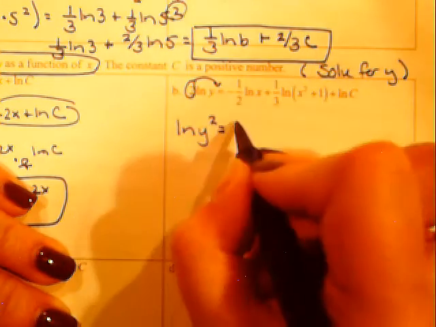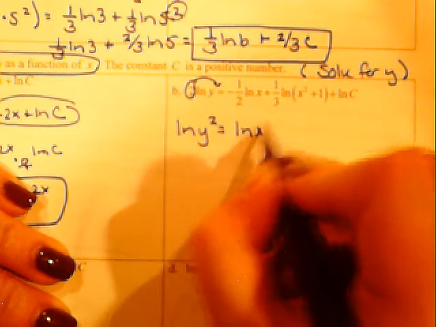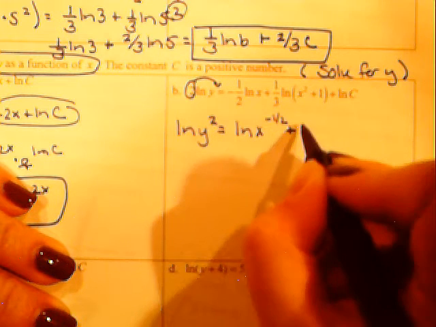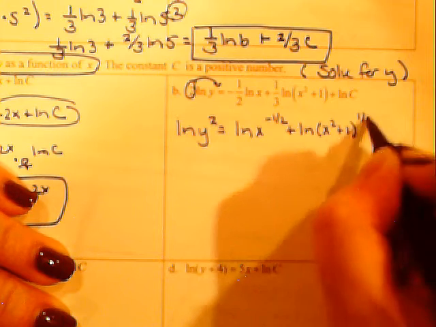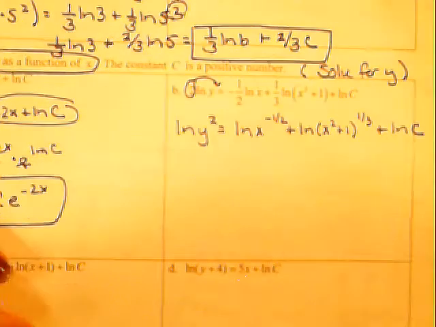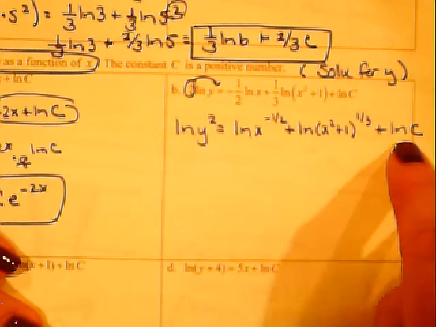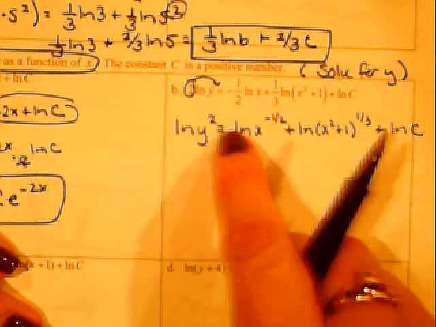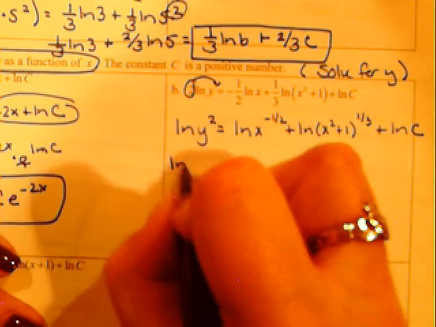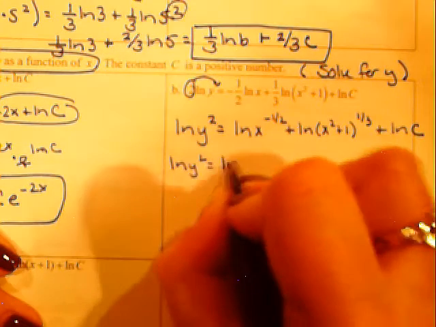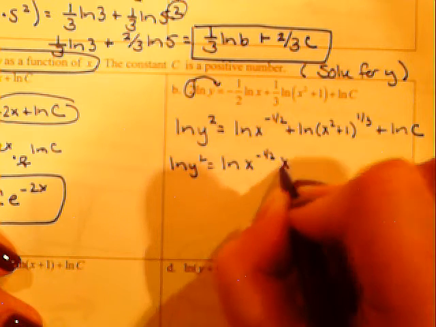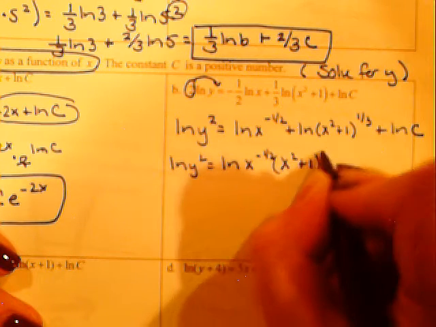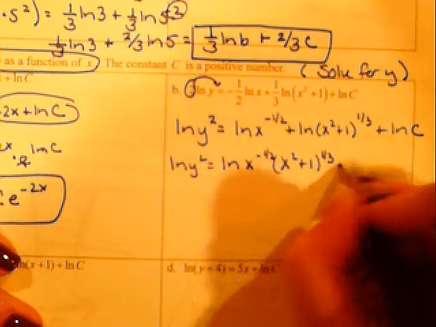Move all your powers into position. You have the natural log of x to the negative 1/2 plus the natural log of x squared plus 1 to the 1/3 plus natural log of c. Now I'm going to use my product property of logarithms, and I'm going to condense the right-hand side. So I have the natural log of x to the negative 1/2 times x squared plus 1 to the 1/3 times c.